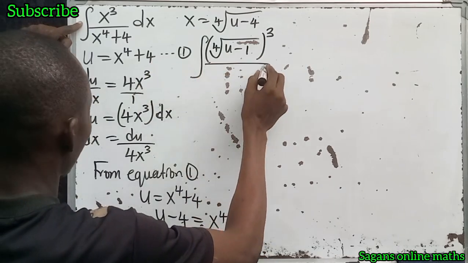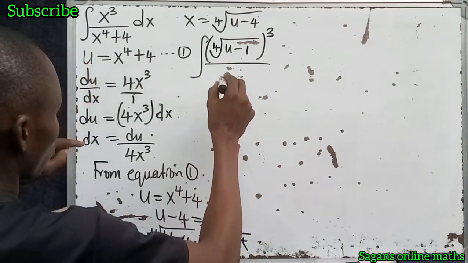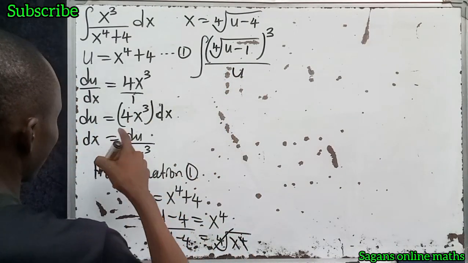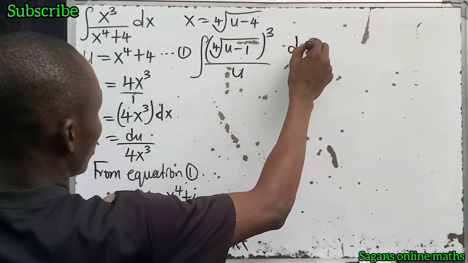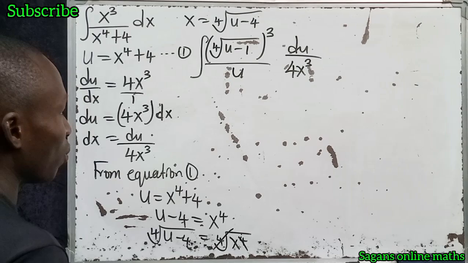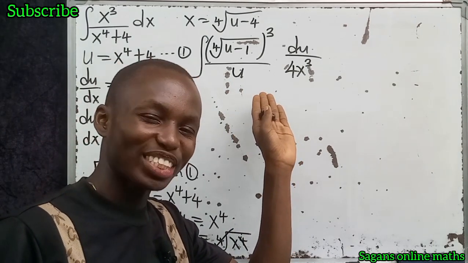divided by all this, which now is u. 4 s to the power of 4 plus 4 is just u. So all this is just u. Now what is our dx? Look at our dx here. Our dx is the u divided by 4x to the power of 3. Wow, this is amazing. I love this. Can you see how simple and interesting it is?